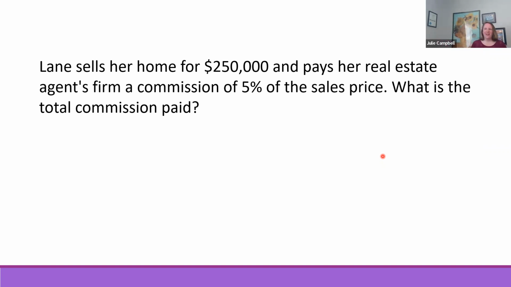All right, so let's see what we got here. The problem says Lane sells her home for $250,000 and pays her real estate agent's firm a commission of 5% of the sales price. What is the total commission paid? Did you see the magic word in math? The commission is 5%. 5% of what? The sales price. What does that word "of" tell me to do? Multiply. So you take your calculator, 250,000 times 5%.